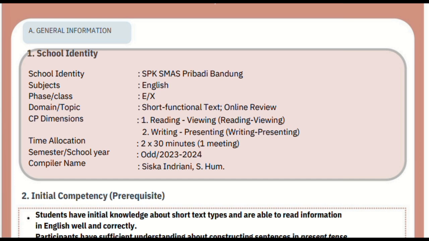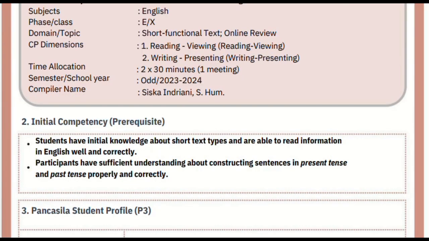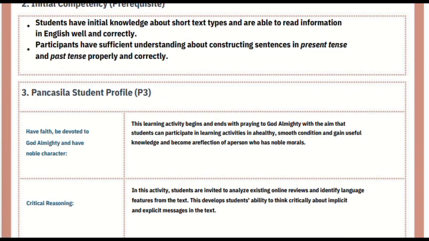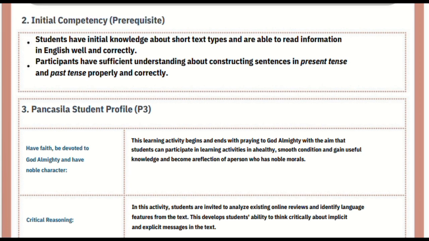2. Initial competency prerequisite. Point 1. Students have initial knowledge about short text types and are able to read information in English well and correctly. Point 2. Participants have sufficient understanding about constructing sentences in present tense and past tense properly and correctly.